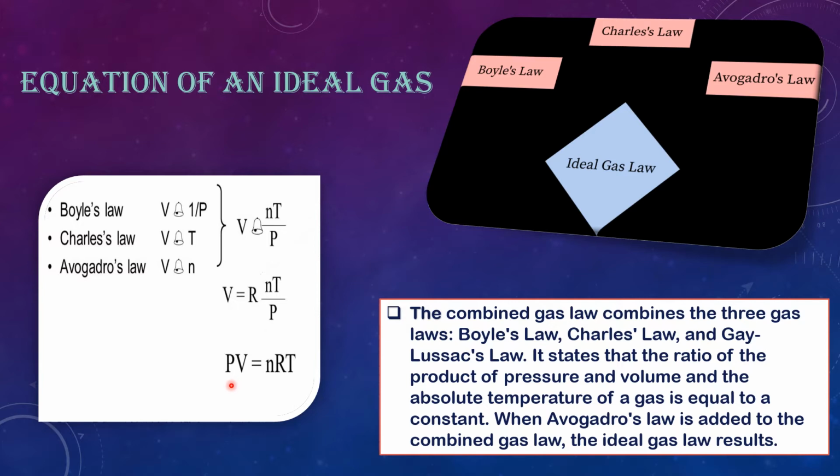In the next step, after cross multiplication, we can write P into V is equal to nRT. Actually, this is the ideal gas equation. The state of any gas can completely be described by four variables, that means P, V, T and N. This equation is called the ideal gas equation.